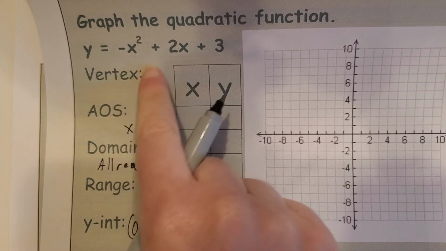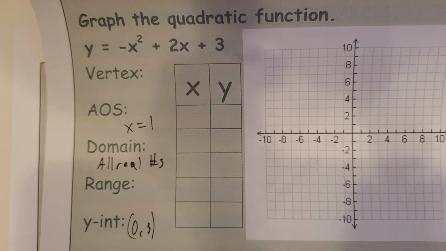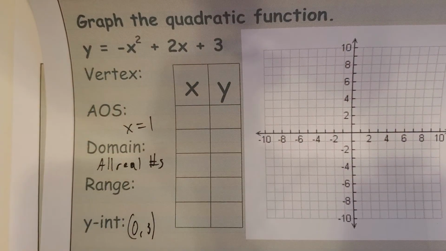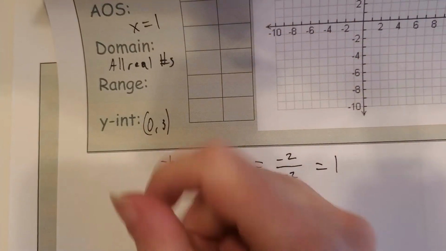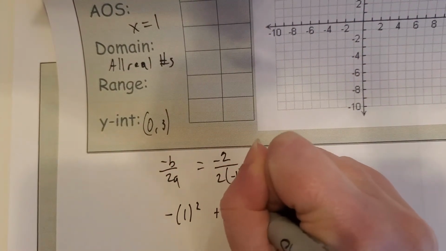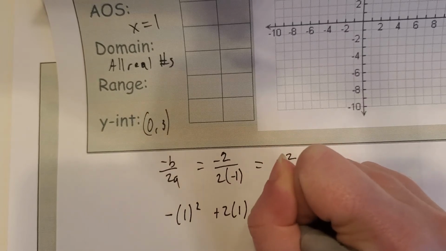And then when you plug this in for the vertex, this is where I was getting a lot of questions. All right, we're still taking the value of 1 and plugging it into the original function everywhere we see an x. So this is negative 1 squared plus 2 times 1 plus 3.